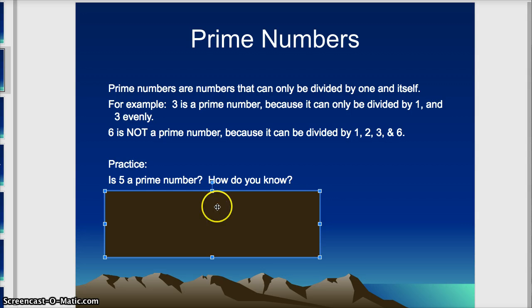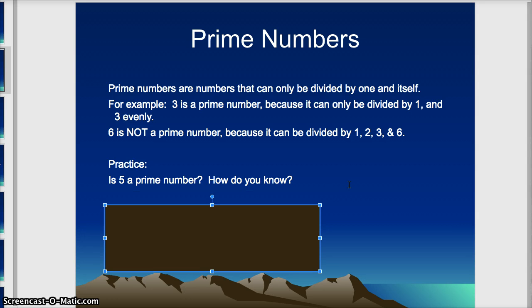Okay, is 5 a prime number? How do you know? I would say 5 is a prime number because the only way to get 5 is to divide 5 by 5 or 5 by 1. There's no other way to multiply to get 5 except for 1 and 5.